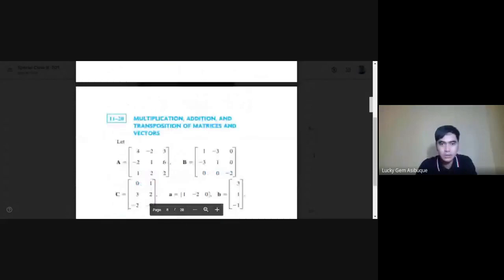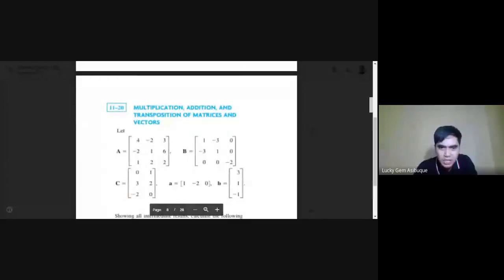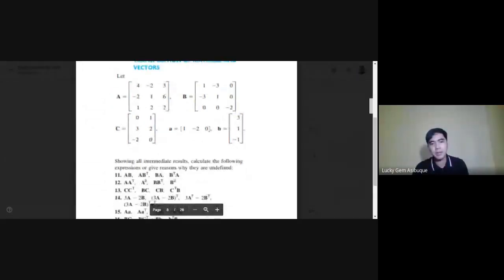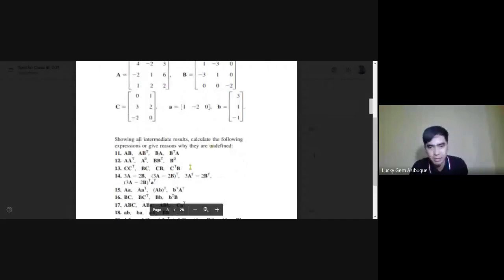So, post-test agad. Multiplication, addition, and transposition of matrices and vectors. So, dito ang gagawin nyo is mag-multiplication, addition, tsaka transposition. So, madali lang, multiply lang, addition, depende doon sa given. Kasi, halimbawa, dito sa number, itong 11.